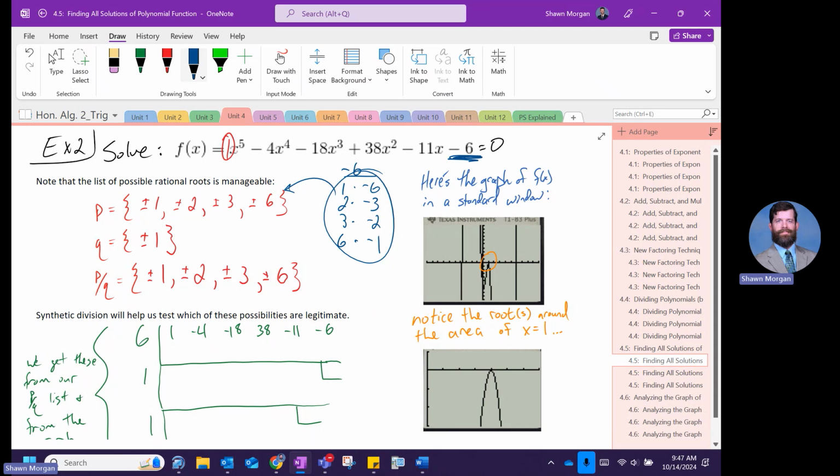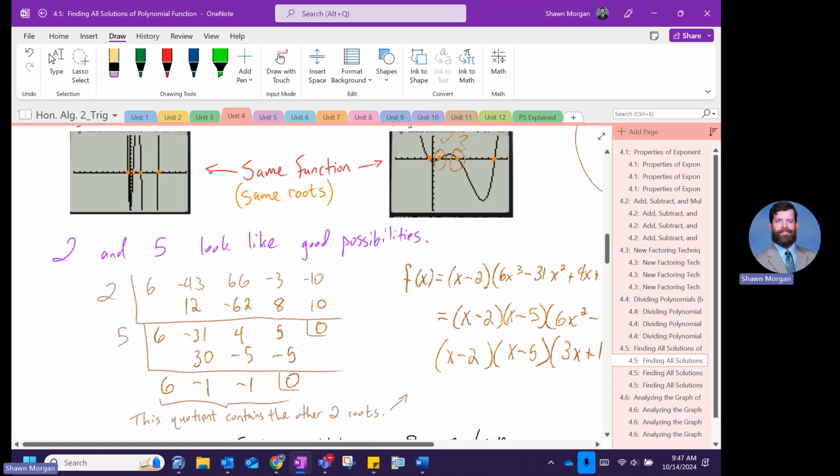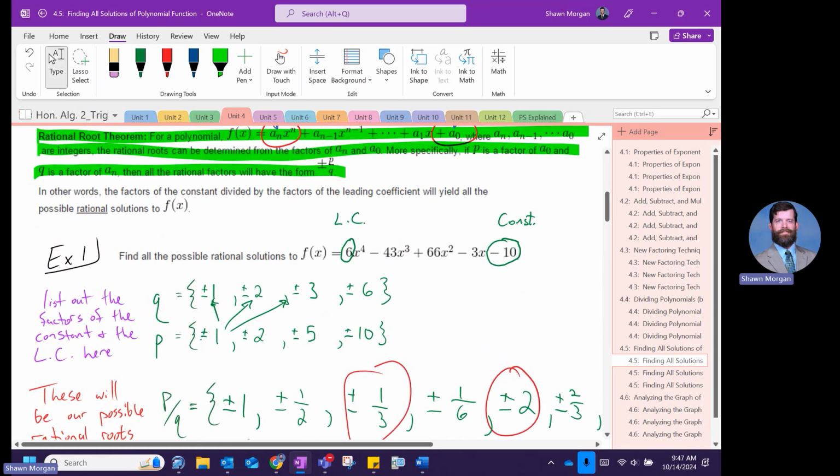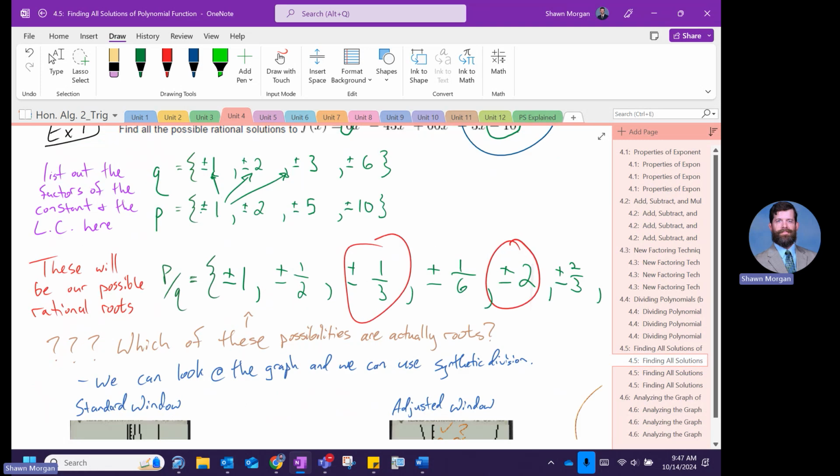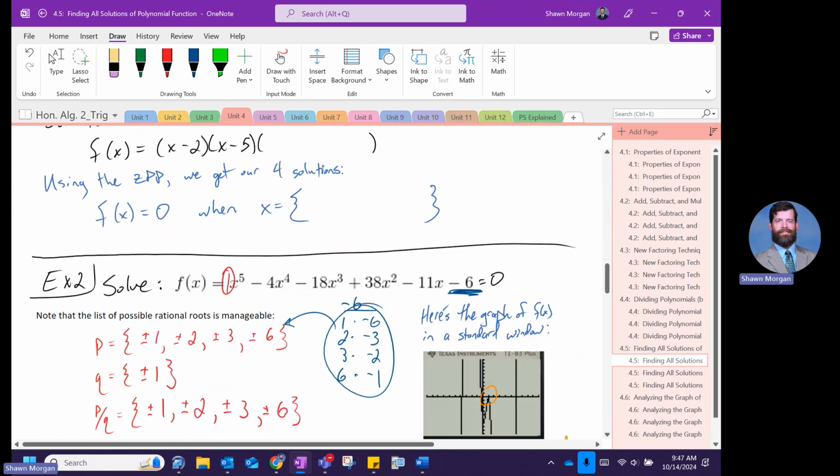Okay, perfect. Let me go back to the previous example then. In that first example, we looked at the constant. The constant in that one was -10. And so our P list, in y'all's class, I screwed this up, that's why I listed Q and P, was plus minus 1, plus minus 2, plus minus 5, and plus minus 10. Those were the factors of our constant. So that's what makes up your P list. We'll see another example here in a little bit.